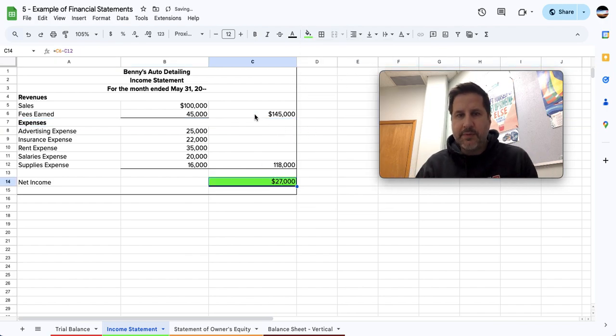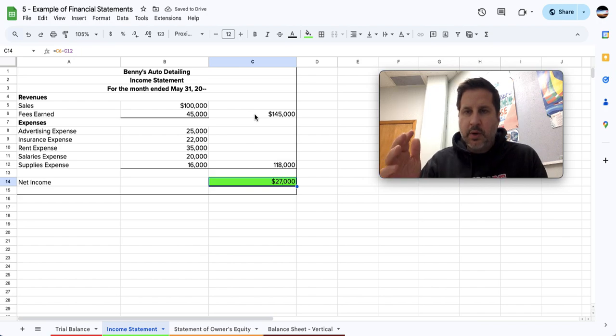So we have a net income of $27,000. The owner gets that money. That's why we run a business, to earn revenue. And in this case, Benny's Auto Detailing made $27,000.